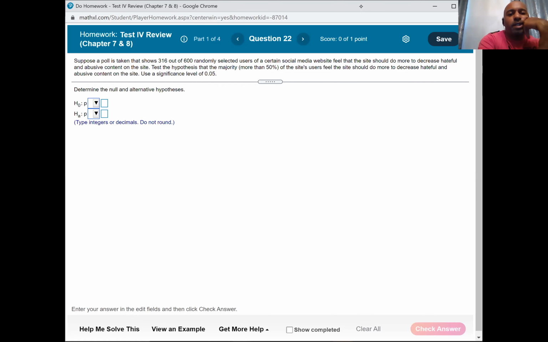Suppose a poll is taken that shows 316 out of 600 randomly selected users of a certain social media website feel that the site should do more to decrease hateful abusive content on the site. Test the hypothesis that the majority, or more than 50%, of the site's users feel the site should do more to decrease hateful and abusive content. Use significance level of 0.05.